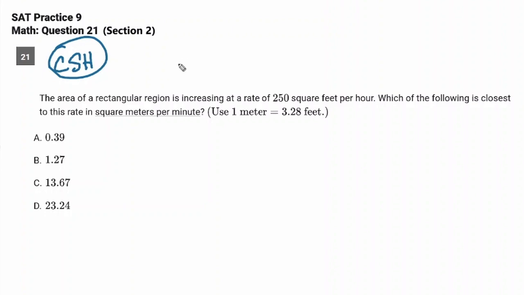The area of a rectangular region is increasing at a rate of 250 square feet per hour. Which of the following is closest to this rate in square meters per minute? An EBAL testing service says use 1 meter is 3.28 feet.